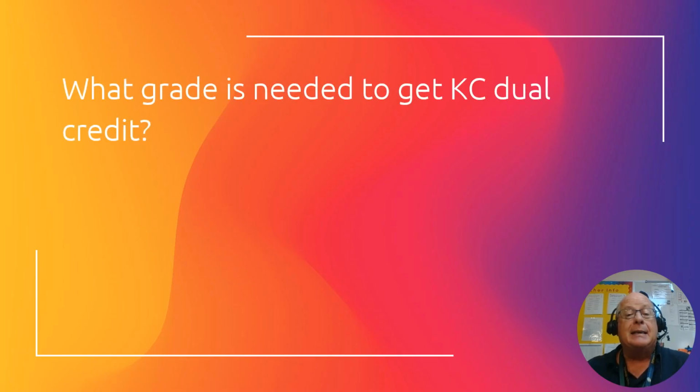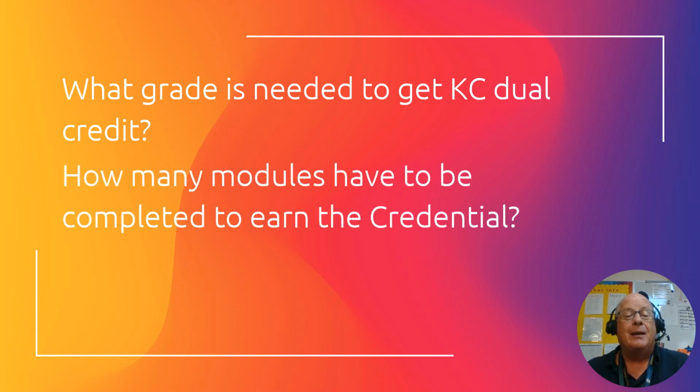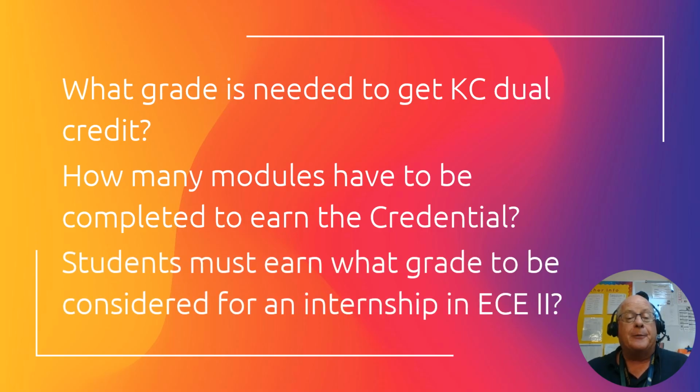What grade is needed to get KC dual credit? Again, dual credit at Kishwaukee College, and you need a D. However, you do not want to start your college career with a D, a 1.0 grade point average. You want to start it with an A or a B grade point average. How many modules have to be completed to earn the credential? And that magic number is 16. 16 things that we will learn about, different modules that we will cover.